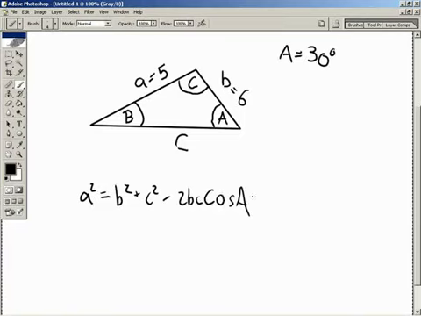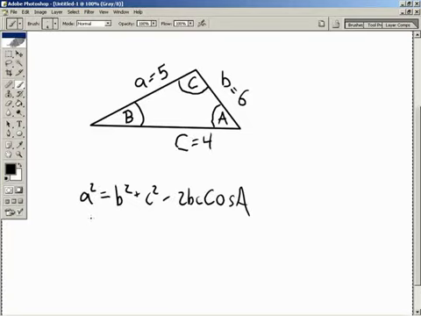Now, I'm going to erase this angle here because for all I know the angle won't work. C can be 4. And now we've got a 4, 5, 6 triangle. And that's not a right triangle. So, can you fill in what we know?